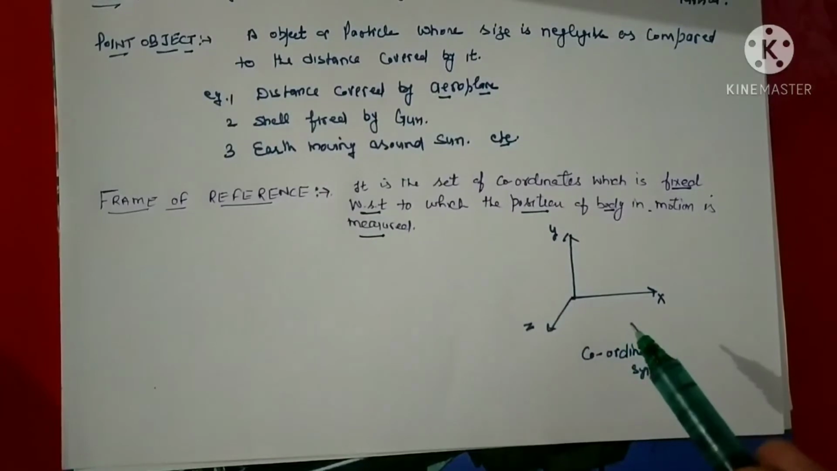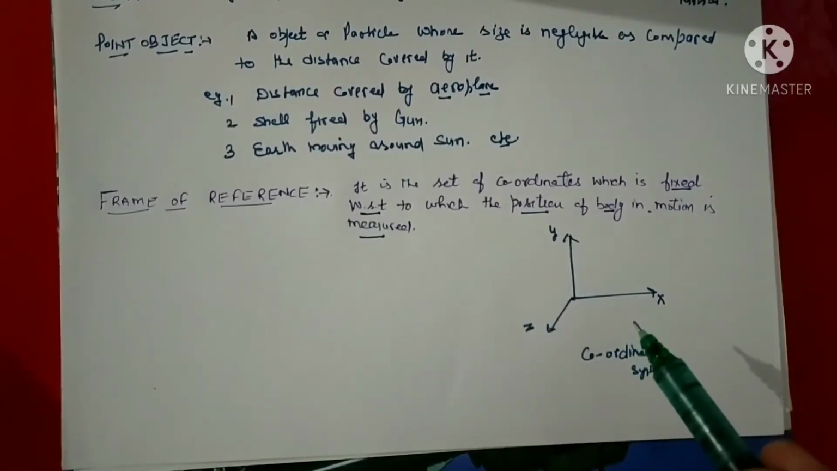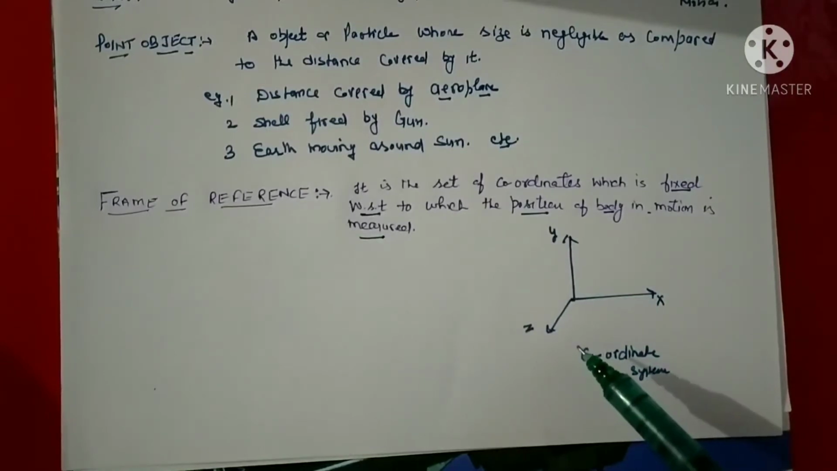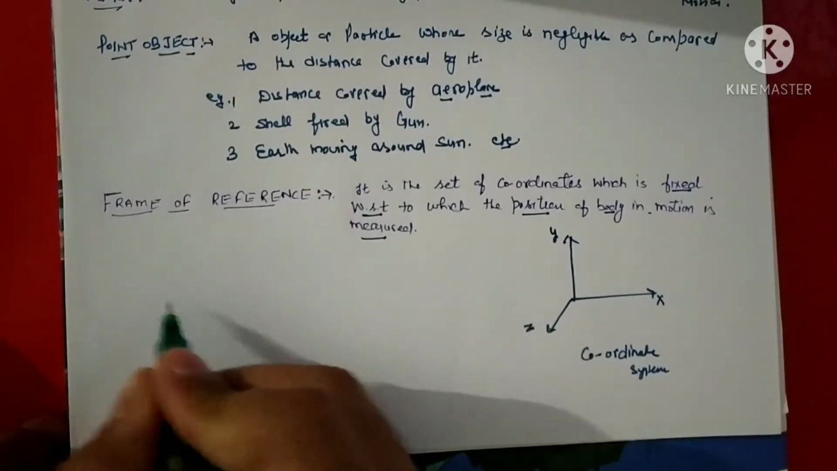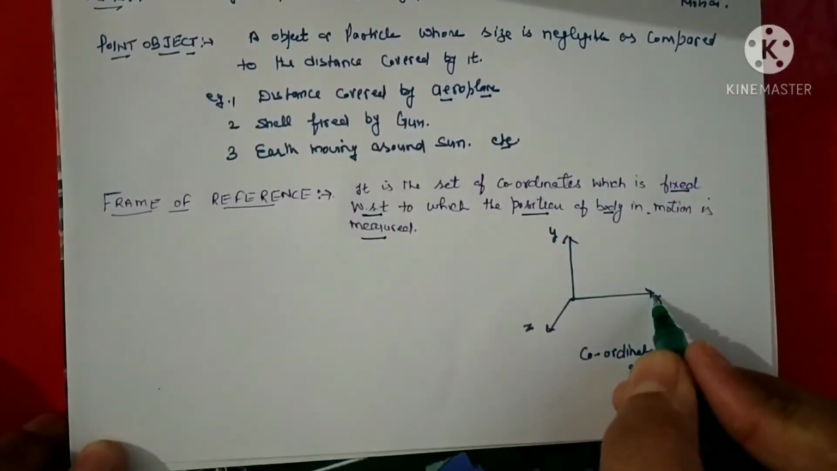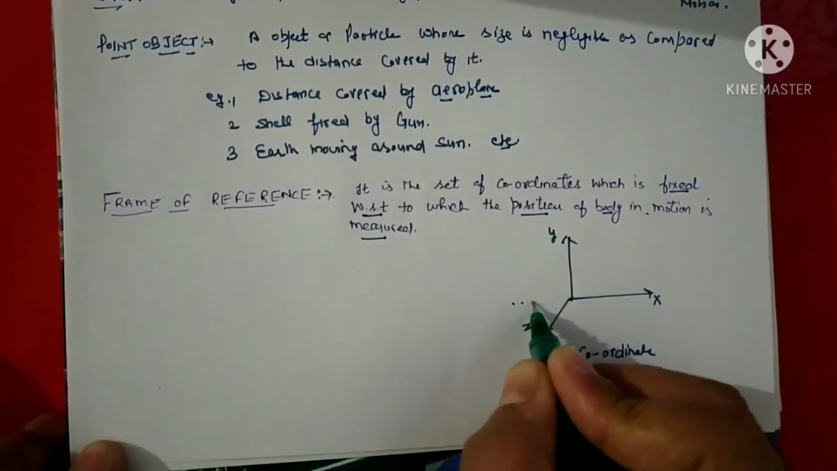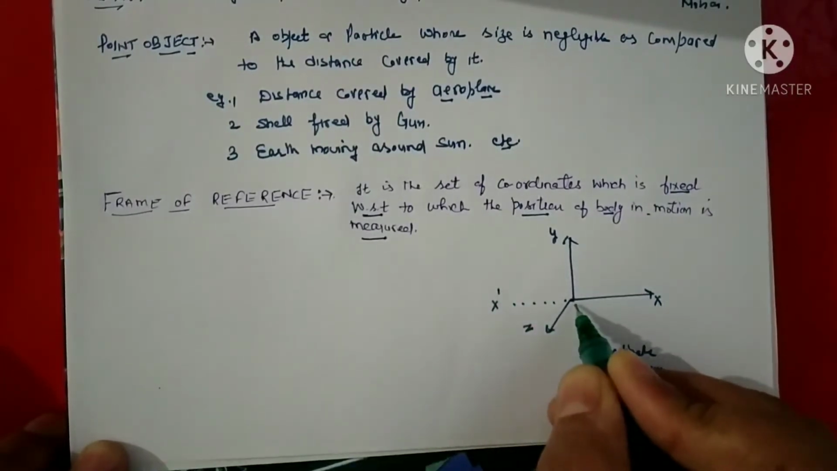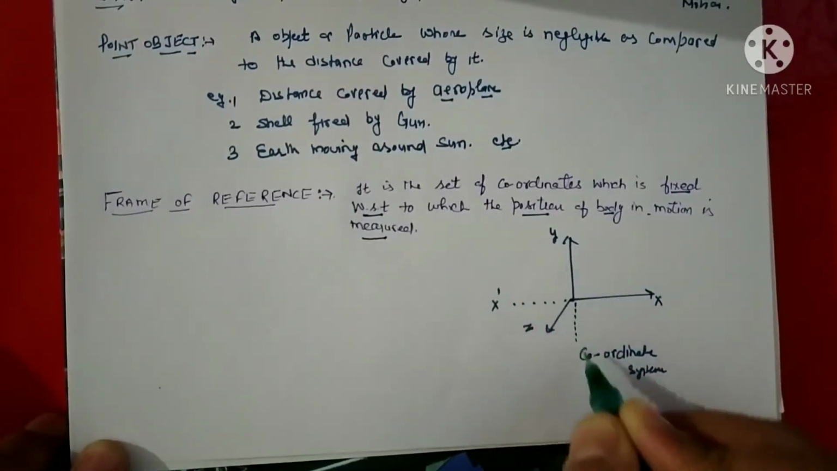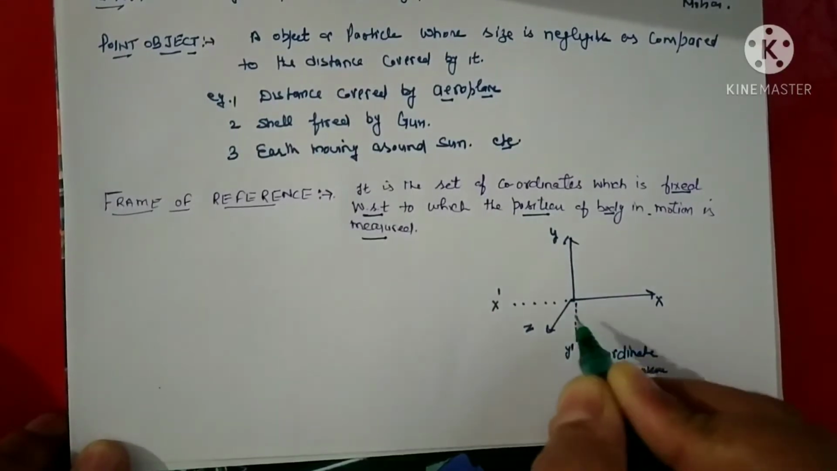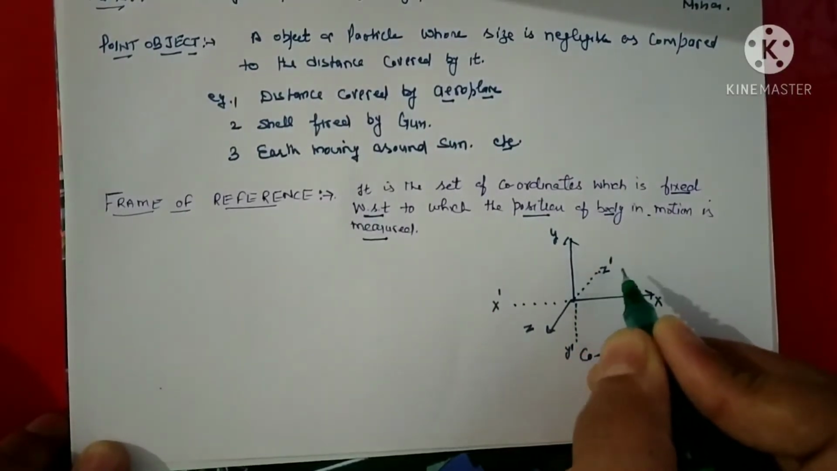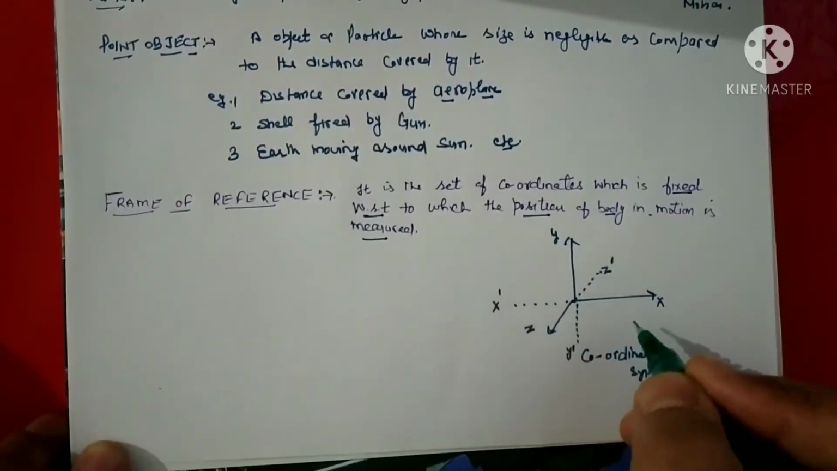The frame of reference is what? A coordinate system, and coordinate means x, y, z axes. Clear? So here this is the x axis, and this is our negative x axis, which we denote with x dash, and this is y dash, and this is z dash. These are the negative axes.